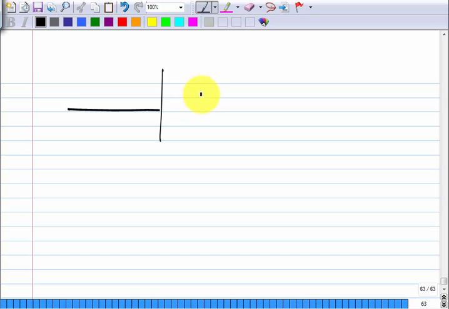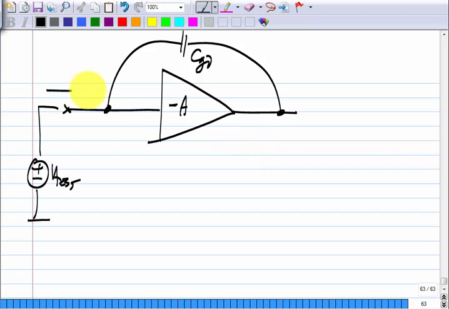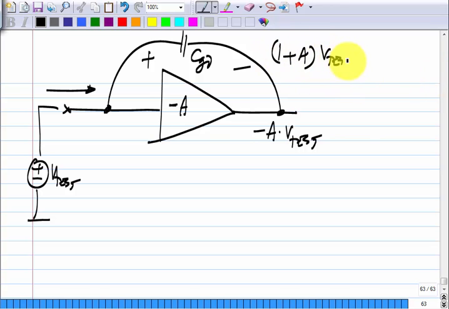Imagine that this is an ideal amplifier of some gain minus A. Then you connect CGD across it, and you apply a test voltage. What is the current that flows? What is the output voltage? Minus A times V test. So what's the voltage across the capacitor, in that polarity? 1 plus A times V test. So what's the current flowing through the capacitor?